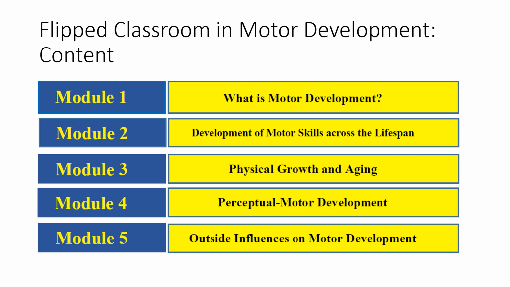I used the Haywood and Getchell textbook, no one's surprised there, and I created 5 different modules. So that's the critical content. I called the first module, What is Motor Development? It covered the first 3 chapters. Then development of motor skills across the lifespan, physical growth and aging, perceptual motor development, and outside influences in motor development. So that was the critical content.